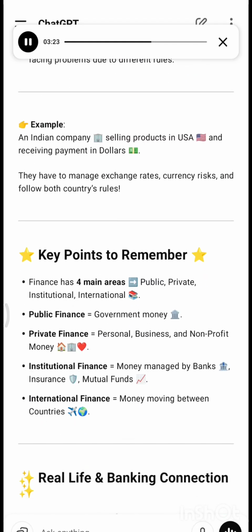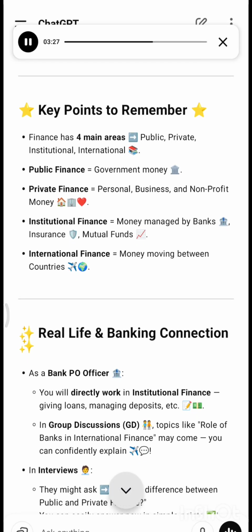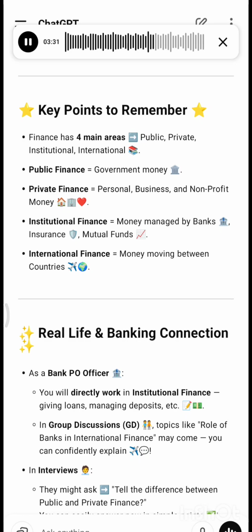Key points to remember. Finance has 4 main areas: public, private, institutional, international. Public finance equals government money. Private finance equals personal, business, and nonprofit money. Institutional finance equals money managed by banks, insurance, mutual funds. International finance equals money moving between countries. Now, real life and banking connection.